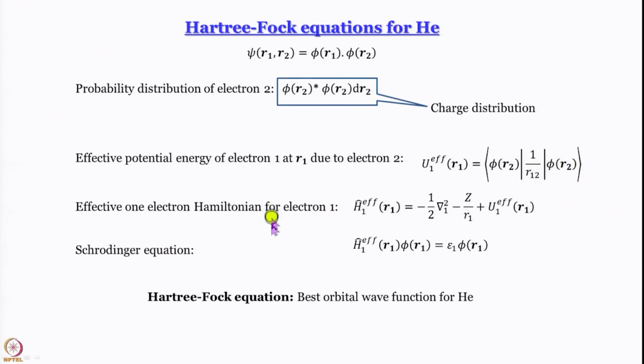Using it, we wrote this effective one-electron Hamiltonian for electron number 1. The change that we see in this one-electron Hamiltonian is the incorporation of this effective potential energy due to electron repulsion that we have just discussed. And with that we wrote down the Schrodinger equation as usual. We said this Schrodinger equation is called the Hartree-Fock equation.